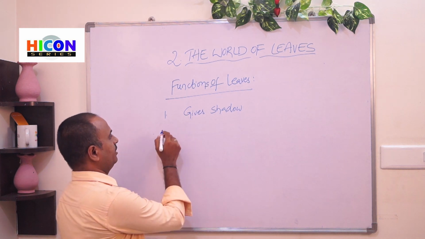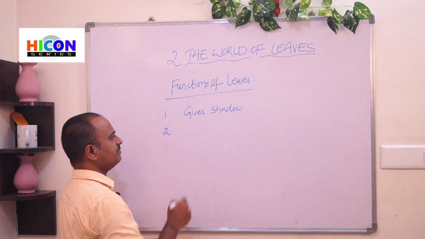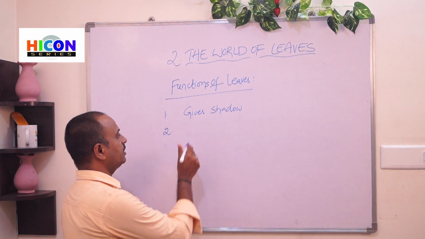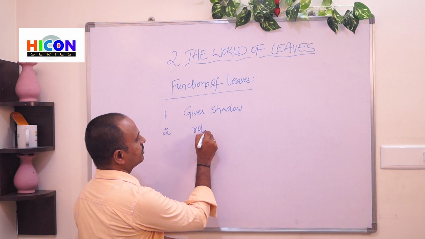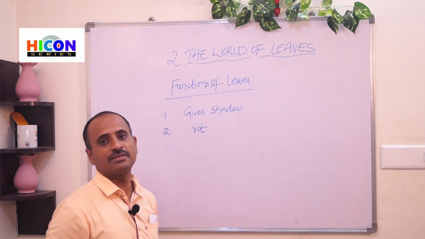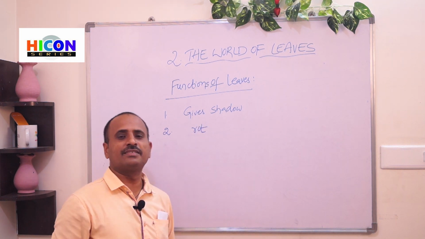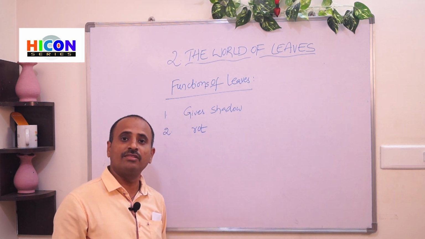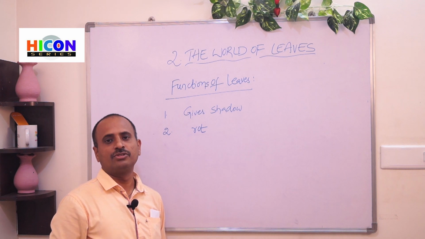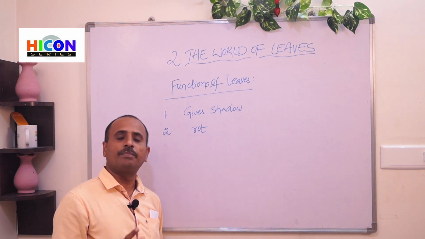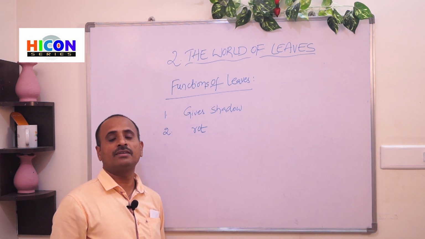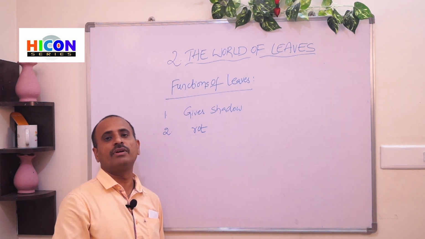Next, the second one is the rotten leaves. That means the fallen leaves rot and make the soil humus. During some seasons, the trees shed their leaves to prevent the loss of water and to retain the water in their bodies.